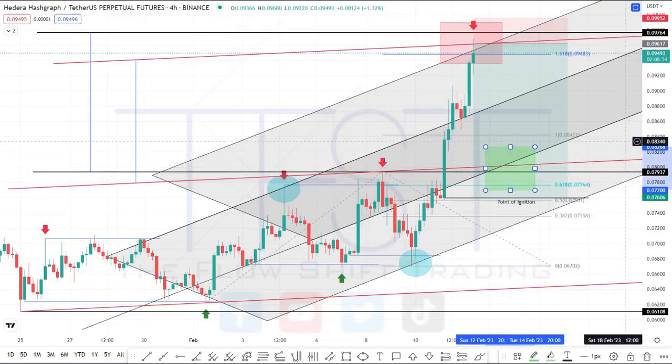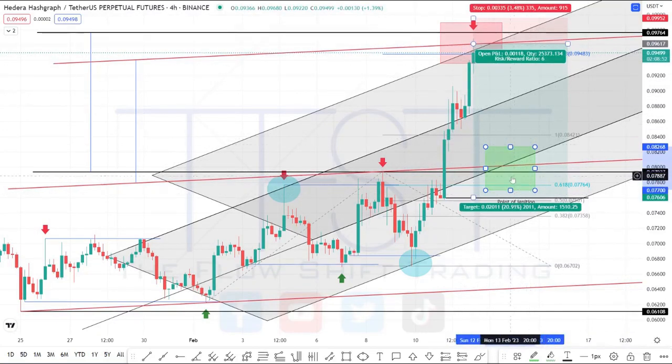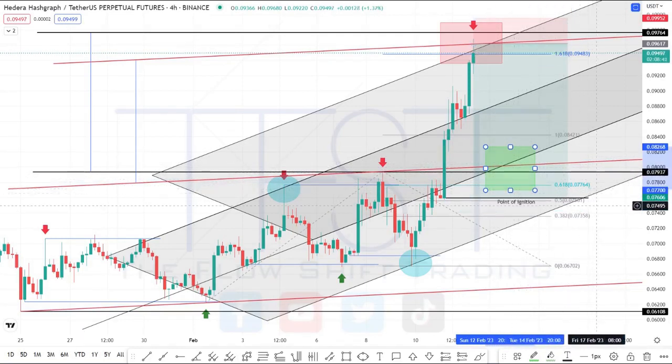Ngayon, ang gagawin na lang natin is antayin yung price kung anong gagawin niya dito sa projected lines natin. So we have three lines, the red, the black, and the 61.8 retracement ng Fibonacci. So that's it for this video.